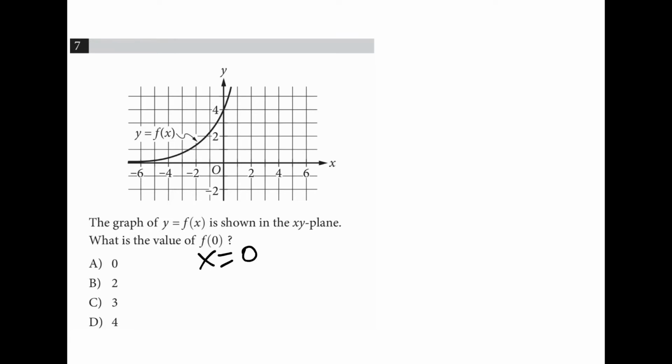This is just x is equal to 0. And when that is true, we follow up and y is equal to 4.